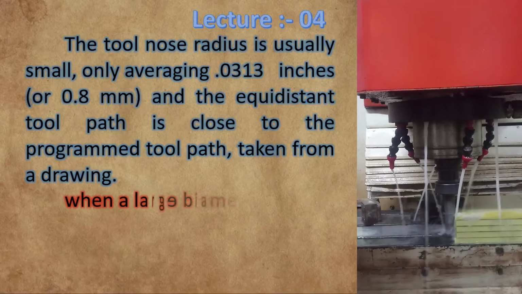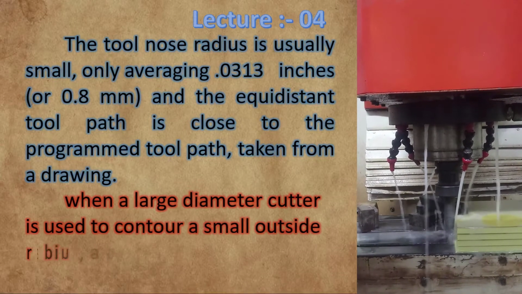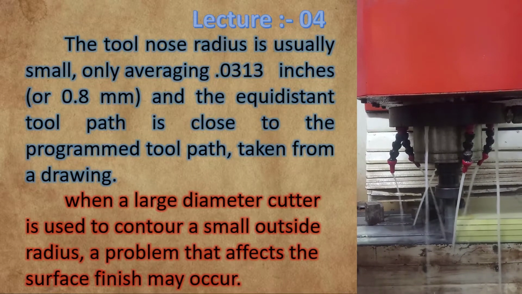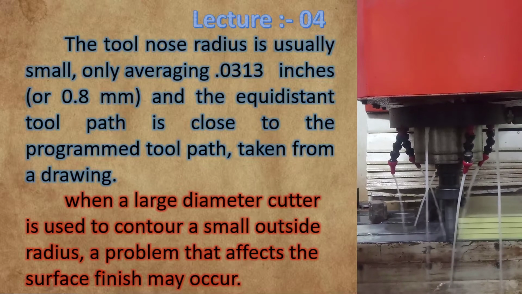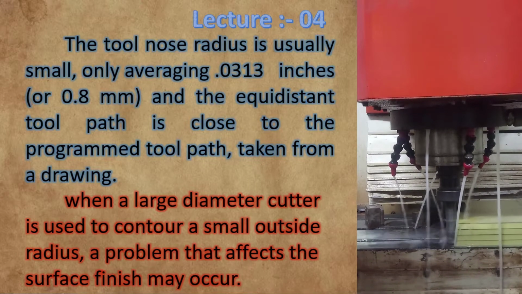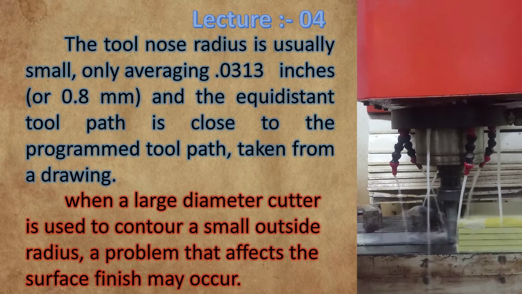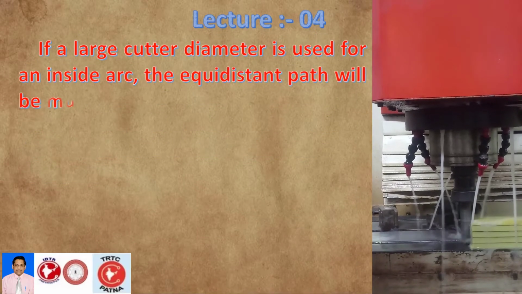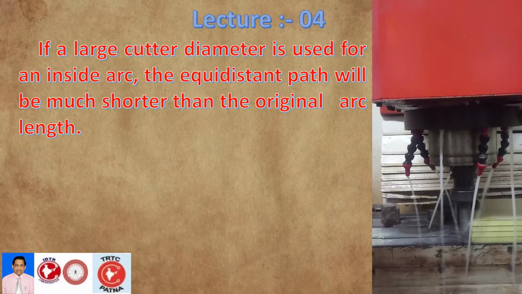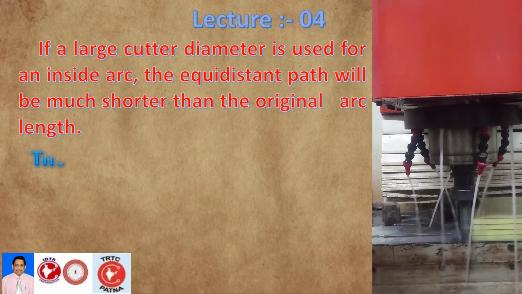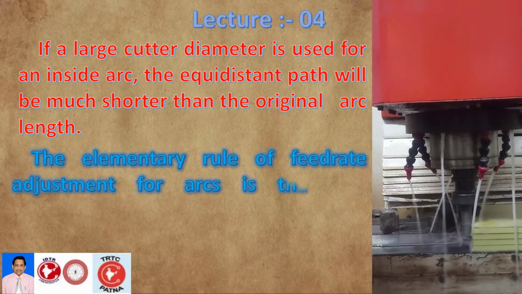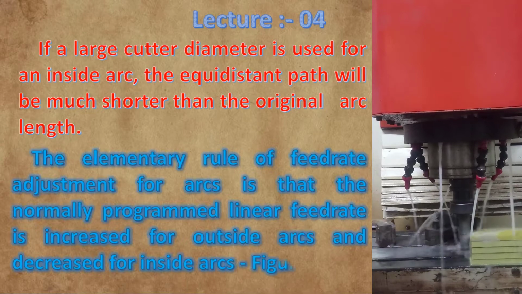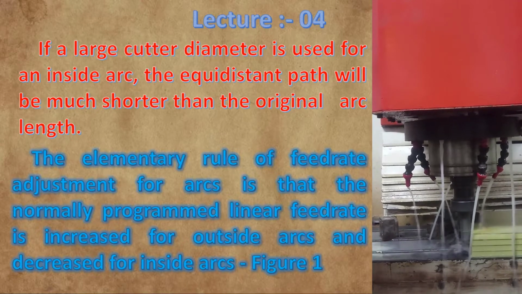On the other hand, when a large diameter cutter is used to contour a small outside radius, a problem that affects the surface finish may occur. In this case, the tool center path generates a much longer arc than the one in the drawing. In a similar situation, if a large cutter diameter is used for an inside arc, the equidistant path will be much shorter than the original arc length. The elementary rule of feed rate adjustment for arcs is that the normally programmed linear feed rate is increased for outside arcs and decreased for inside arcs, as shown in figure number 1.